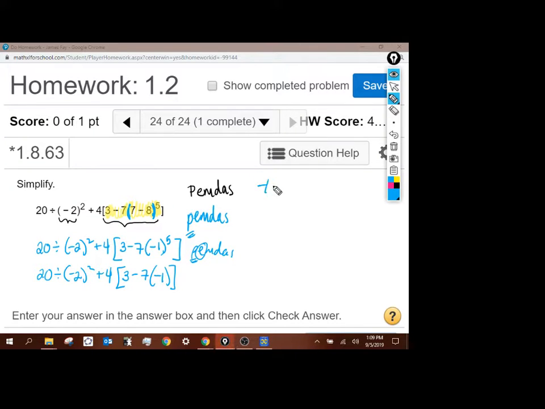Because negative 1 to the 5th means negative 1 times negative 1 times negative 1 times negative 1 times negative 1, right? So what's 1 times 1 times 1 times 1 times 1? 1, but then there's 5 negatives, so it's a negative, right? Then we've still got this stuff. Still got parentheses. Can I do that multiplication there?